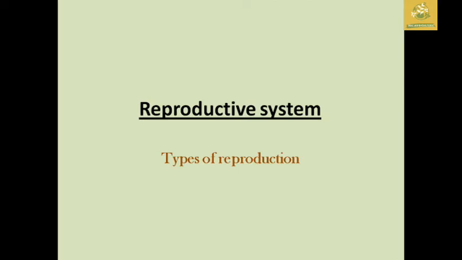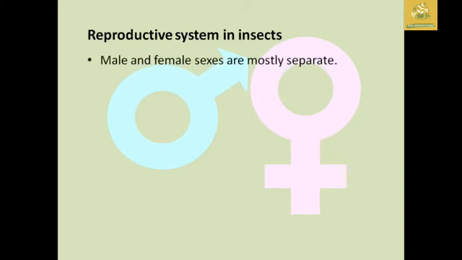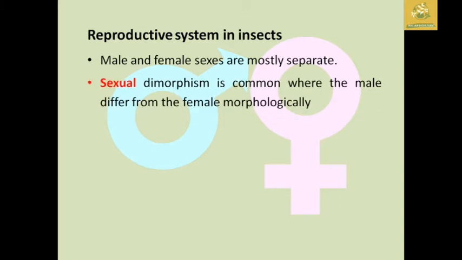In this video, we are going to see about fundamentals of entomology. I am going to cover the reproductive system, as well as the types of reproductive system in the insect body. In insects, as in humans, most of them have separate male and female reproductive systems. Sexual dimorphism is common, where the male differs from the female morphologically, as in human beings. For example, you can see sexual dimorphism in bees, mosquitoes as well as cockroaches.